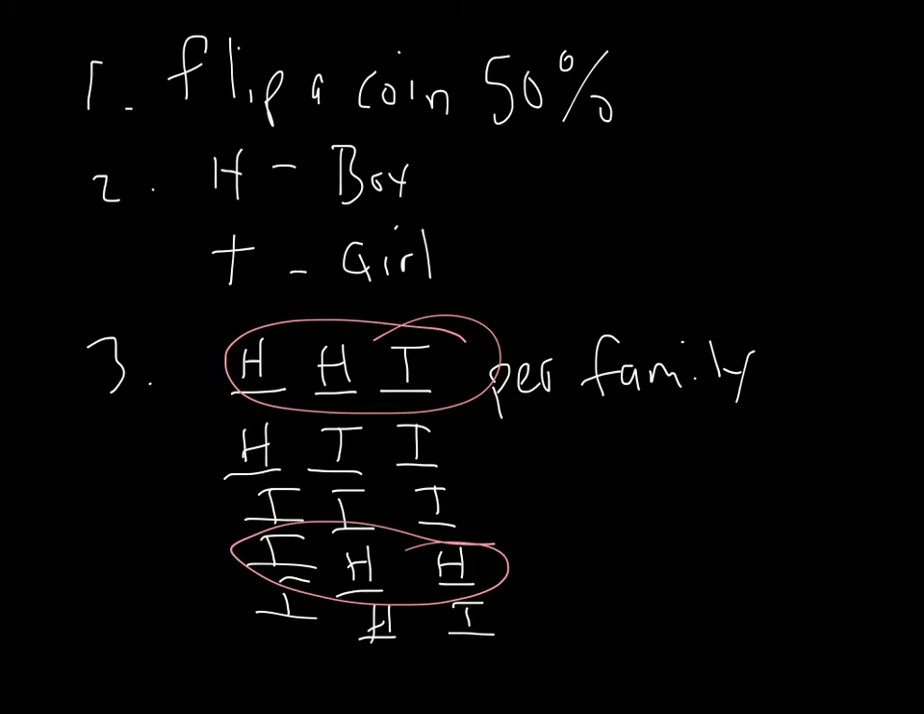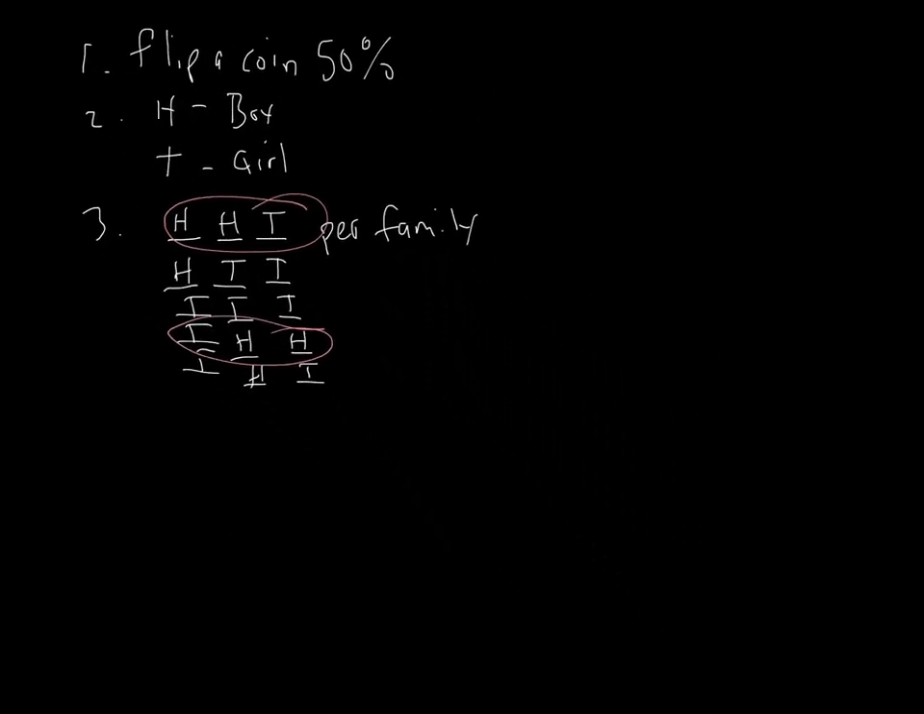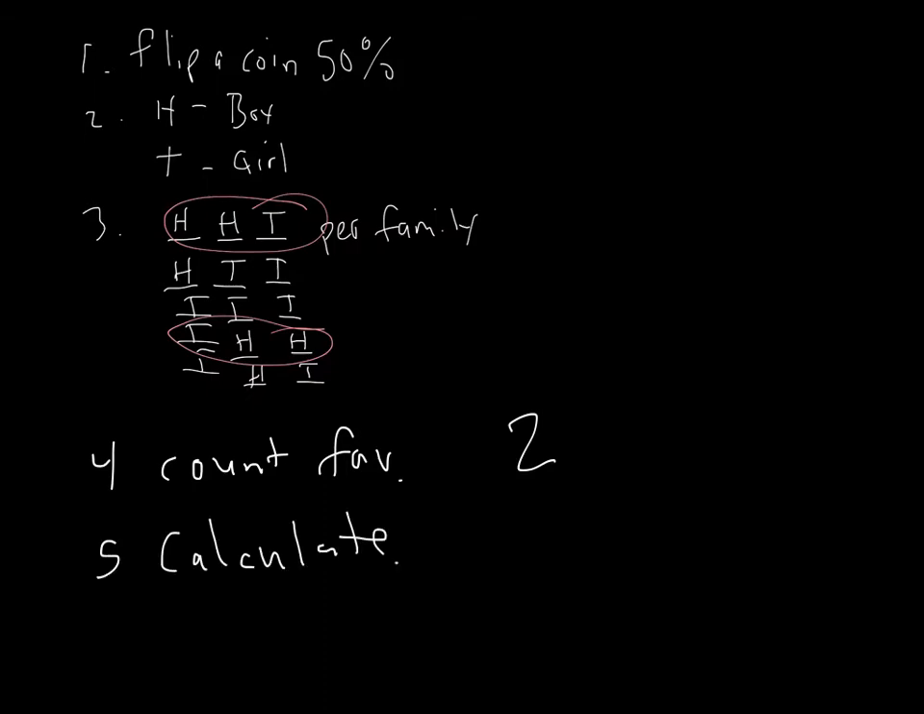So I would then count the number of favorable. So that would be kind of step 4. It would be count favorable outcomes. In this case, there's 2. And then 5 would be calculate probability. All I need to do there is put 2 over the total number of outcomes. How many families did I do? 5. So my probability would be 2 out of 5.